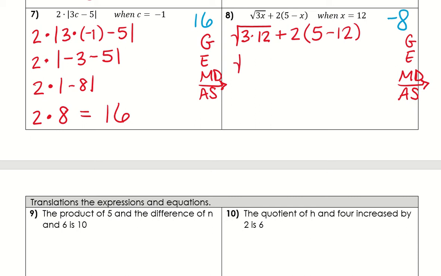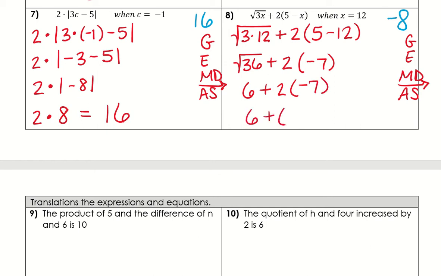3 times 12 is 36, and I keep my square root symbol around it. 5 minus 12 is -7. Now I'm on to the exponent step, which is where I simplify my square root of 36. So the square root of 36 is 6. And now I do my multiplication, and I have 6 plus a -14, or 6 minus 14, depending on how you wrote it. And 6 plus a -14 gives you that -8.